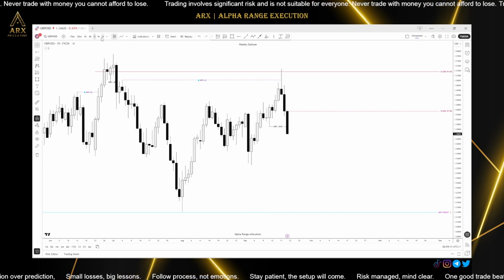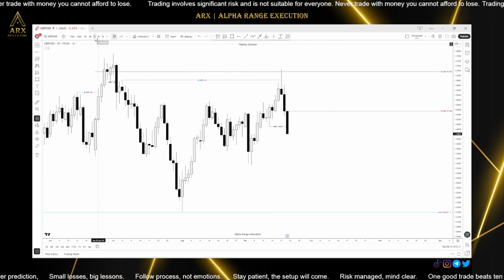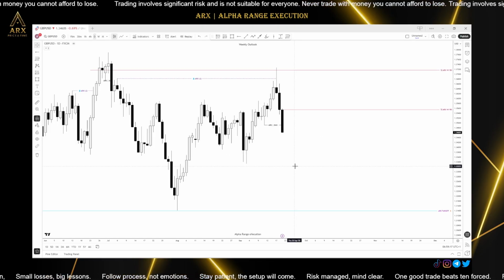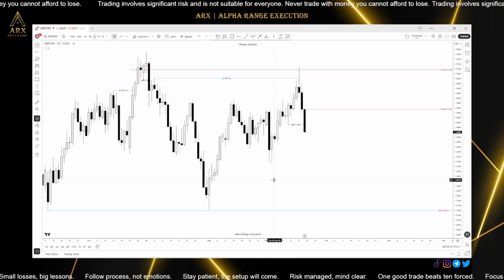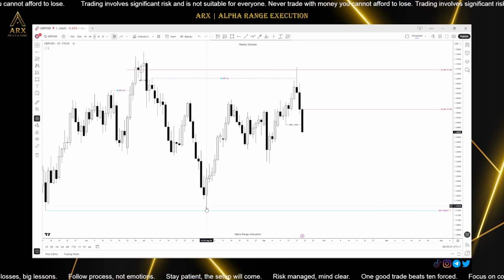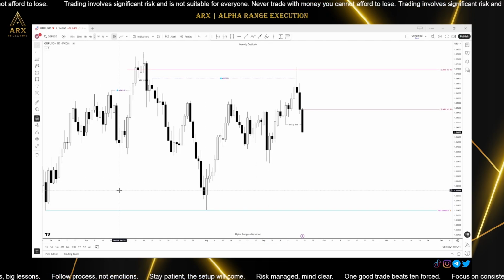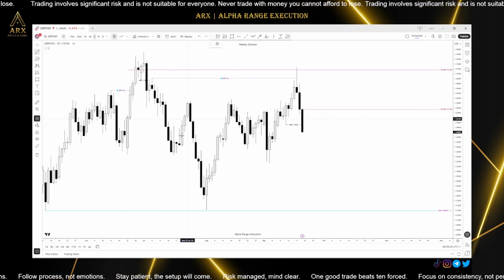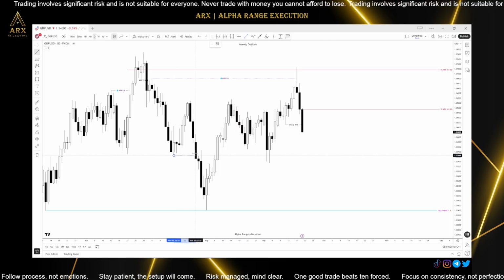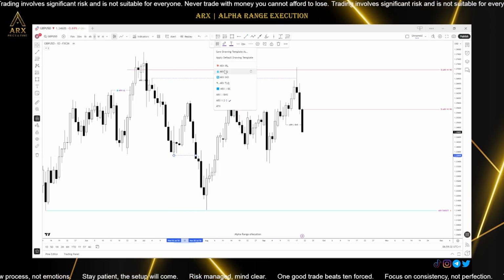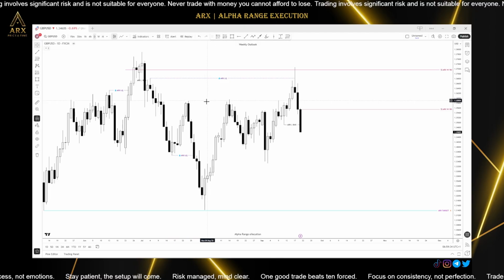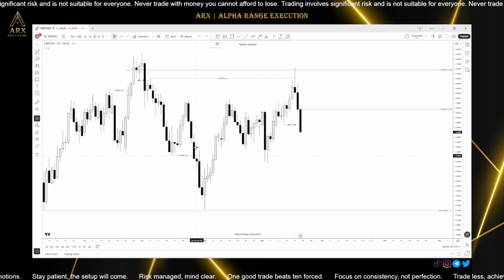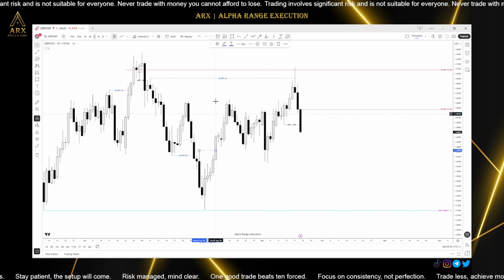So monthly bearish, weekly bearish, daily bearish. So now you can see the market created these equal lows, perfect. But before that, you can see the market swept that liquidity. That's a big stop hunt just there, and broke structure just here. Perfect.